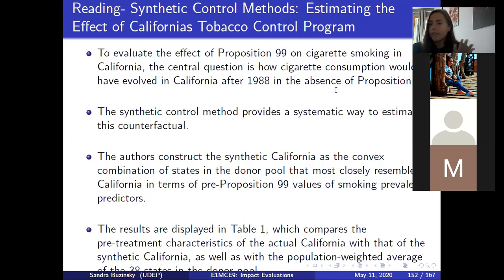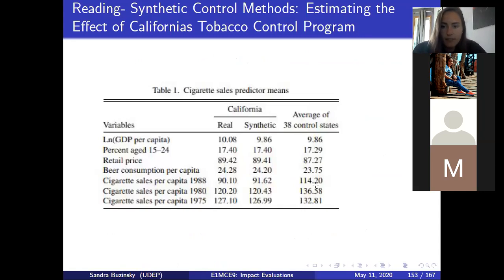I think they had the list, we already talked about it. That was beer, price of cigarette packs, income, the age group being 15 to 24. So all of those are their predictor variables. They show the results in table 1, which compares the pre-treatment characteristics of California with the synthetic control, or synthetic California. Okay, so this is what we have. This is real California, and this is synthetic California, and these are all of their predictor values.